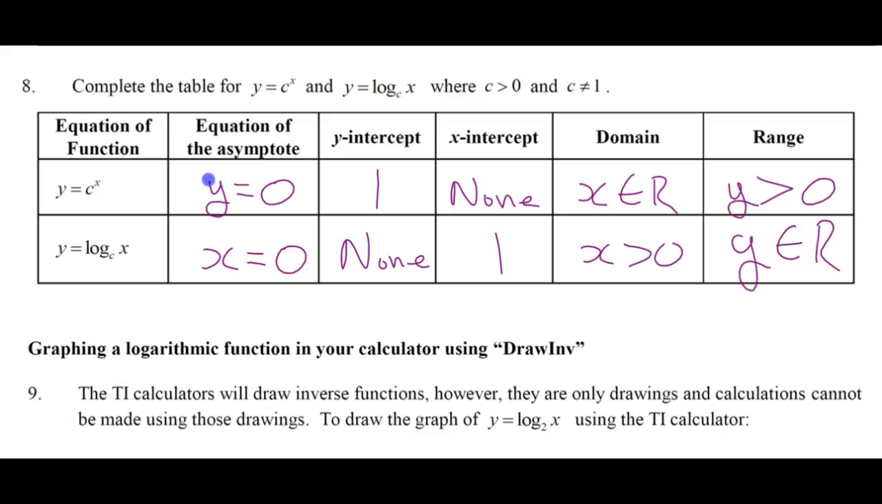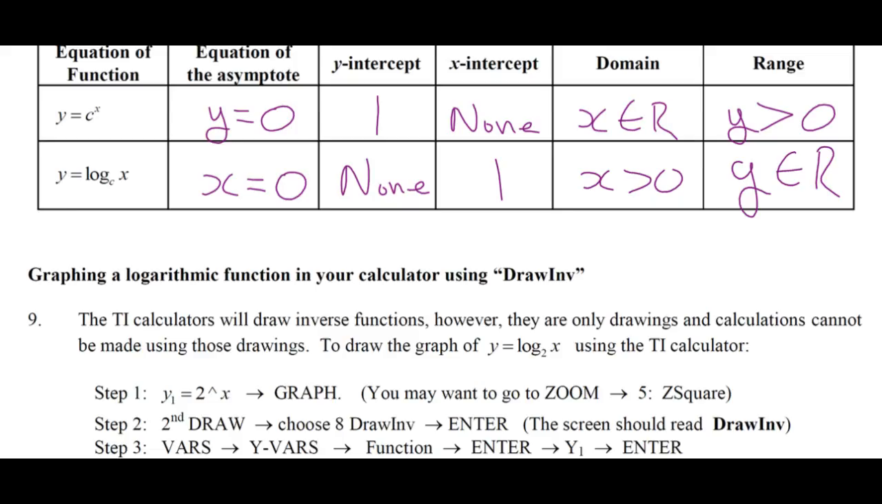Okay. And that information actually matches up with the graph, right? We've seen the graphs, and yeah, it really is true. If we look back at the log graphs that we've drawn, they all have an asymptote of x equals 0. There is no y-intercept. The x-intercept is 1. The domain, x has to be strictly greater than 0. And for y, you're covering all values.